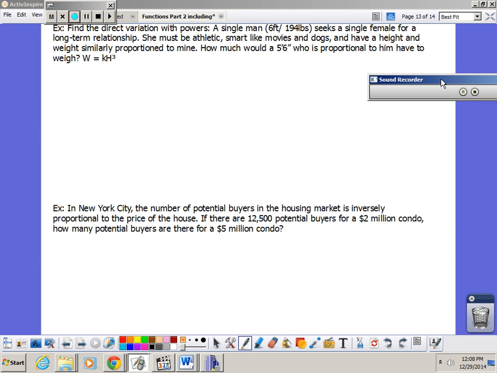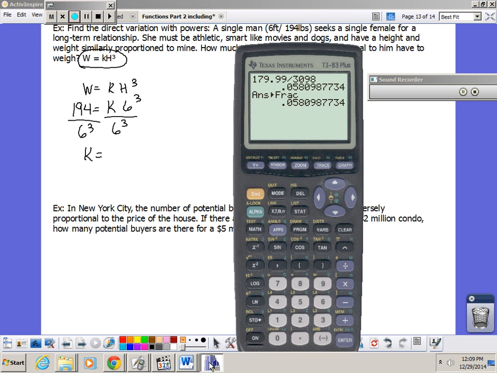Okay, so we have two things. We have to find K first. So the first thing we do is, a single man has a direct variation. A single man is 6 feet, 194 pounds. So here is the equation: W is equal to KH cubed. His weight was 194 and his height was 6 cubed. So I need to divide by 6 cubed to find out what my variation is. So I have 194 divided by 6 cubed.